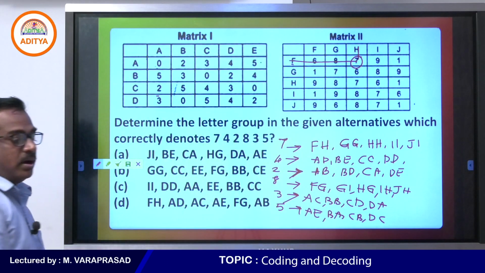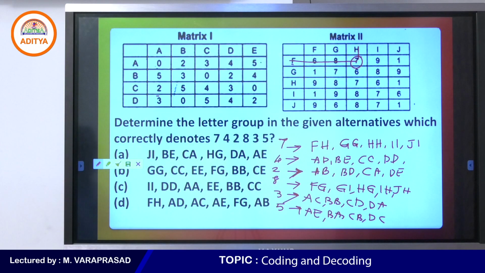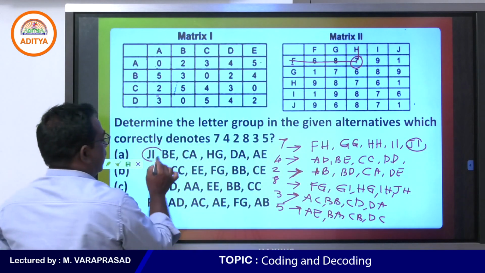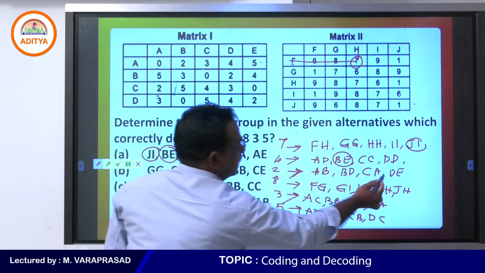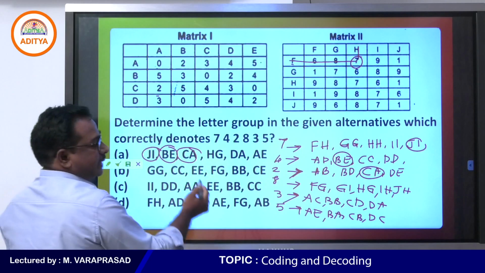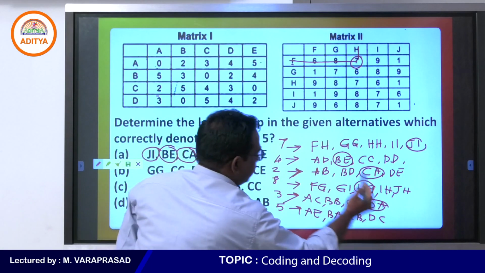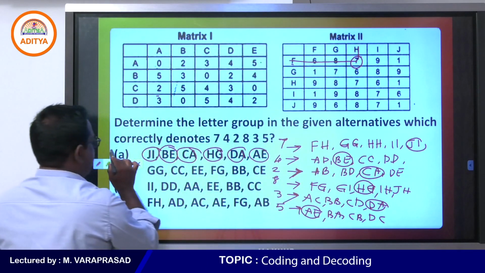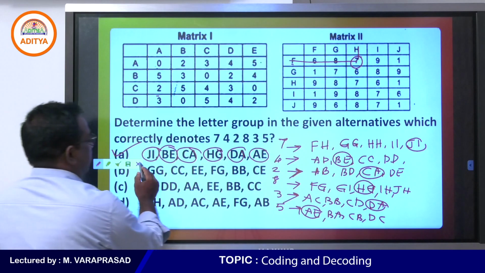Now what is the mixed combination here? If you take the first option, JI is here, BE is here, CA is here, HG is here, DA is here, AE is here. Yes, the first one is the answer. 742835 can be represented by the first option.